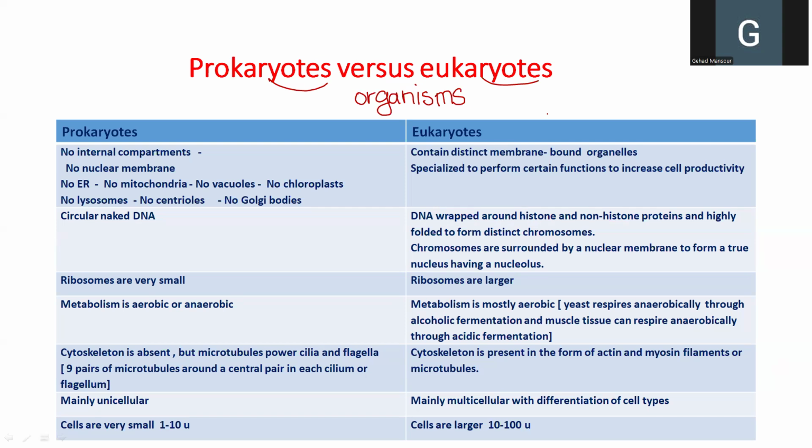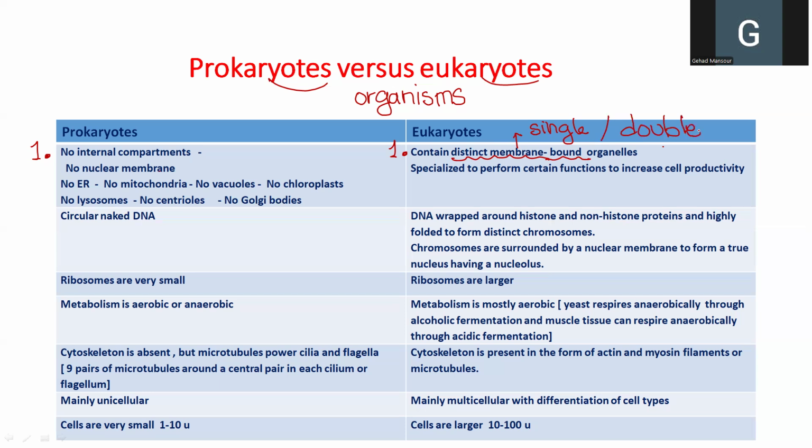We have just said that in eukaryotes, one of the major determinants is the presence of internal compartments or compartmentalization, and this is through the formation of organelles, as we said. So if prokaryotes contain no internal compartments, yet eukaryotes have distinct membrane-bound organelles. And as we have also said on the previous slides, those membrane-bound organelles may be surrounded by a single membrane or a double membrane.